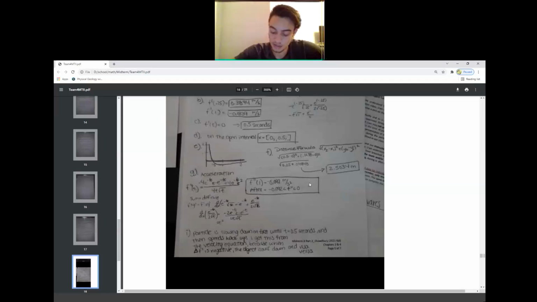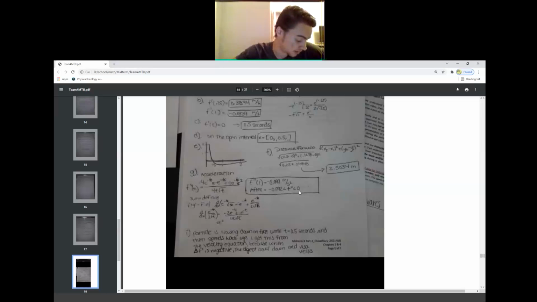And then afterward, I demonstrated that it's going to be greater. The acceleration is going to be greater because as we plug in higher values, the output increases. So it's going to be greater than negative 0.092, but it's also going to be less than 0 because the acceleration never reaches 0 on the graph.